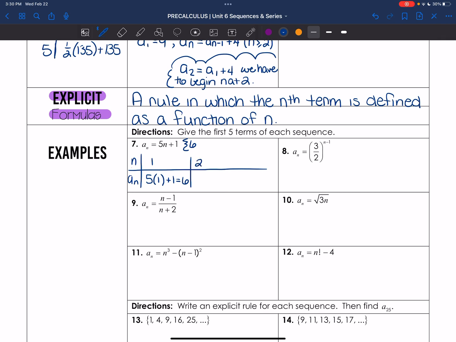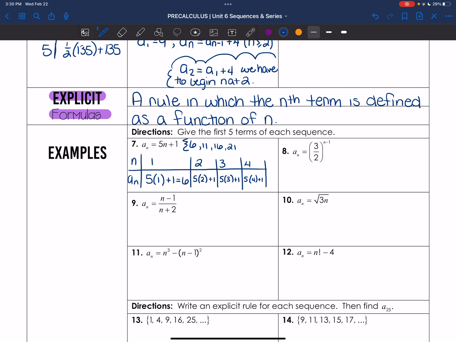Our second value is going to be 5 times 2 plus the 1. That's going to be 11. Our third value is going to be 5. Now plug in that value, add 1. And what is it at 3? That's going to be 16. Our fourth value is going to be, yep, you guessed it, 21.